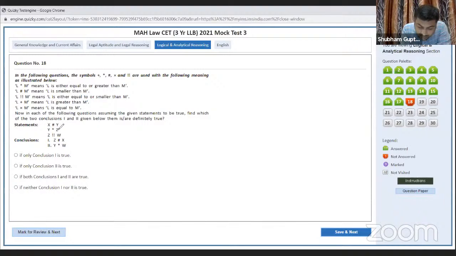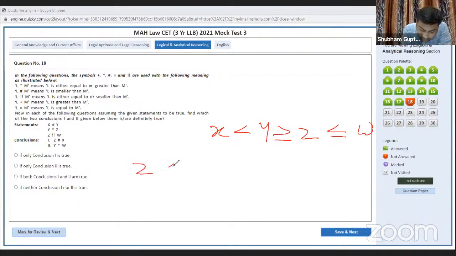Now let's do this. X hash Y: X is smaller than Y. Y star Z: Y is greater than or equal to Z. And Z is double hash. So what should I mark? Z hash X: Z is smaller than X. Can I make it?